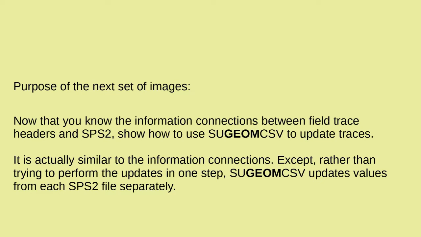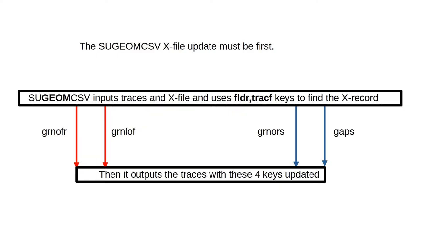Now that you know the interconnections between the field trace headers and the three SPS2 files, how do you use SU-geom-CSV to update those traces with their values? The sequence is similar to the interconnection order, except that SU-geom-CSV performs the updates from each SPS file separately. Using the field record number and field channel number, SU-geom-CSV finds the X record. It then updates the four keys. Remember, those four key values are the shot line and point numbers and the receiver line and point numbers.